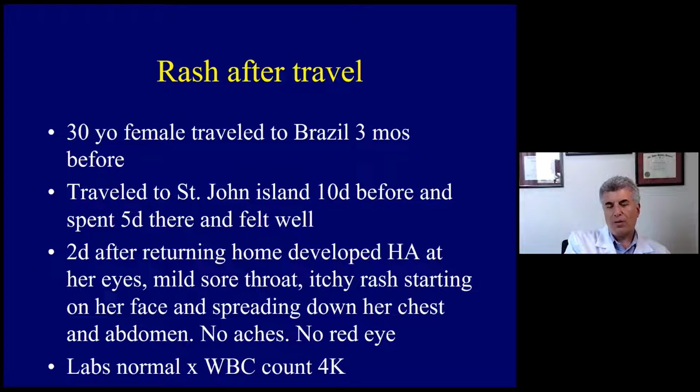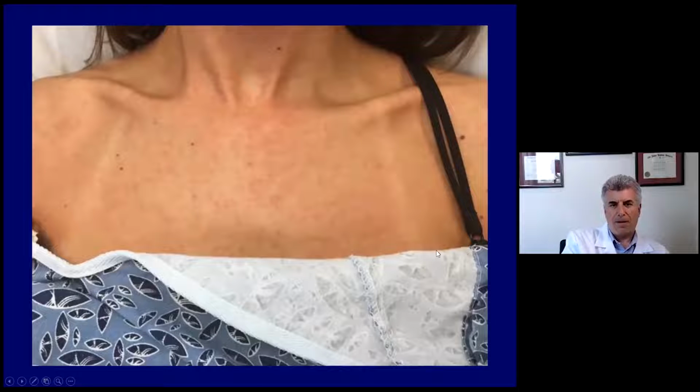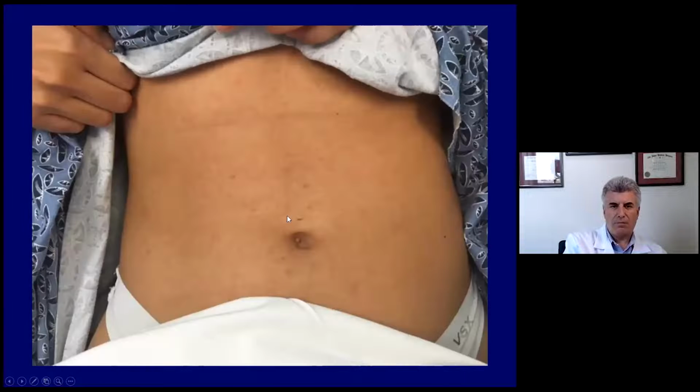The labs were normal, except she had a white blood cell count that was ever so slightly low at 4,000, right at the lower limit of normal. And here's a picture of her face, and you can see that she had this itchy rash on her face. And then when you look at her palate, you can see these petechiae there. And this is her chest, and you can see again, pretty faint rash, itchy. Her abdomen, again, pretty subtle, but present.